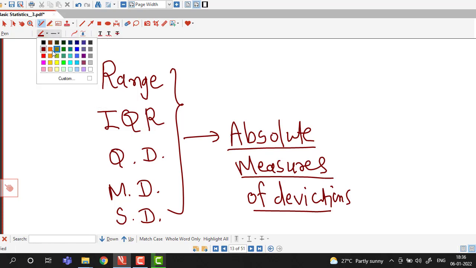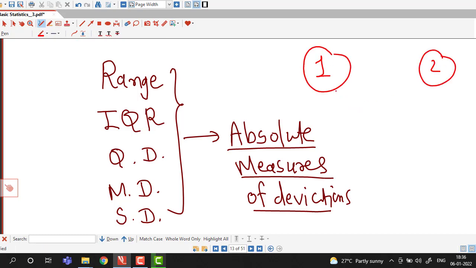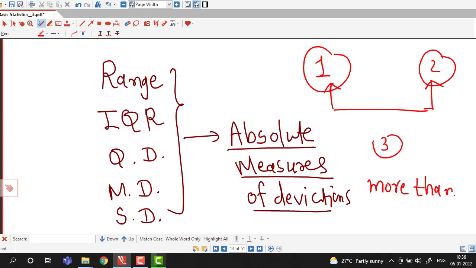But suppose we have two data sets, and we want to compare the variability, or the consistency or homogeneity, of the two data sets, or we may have three or more also. If we have more than one distribution or data set, then these absolute measures of deviations are not good for comparing the variability of more than one data set.